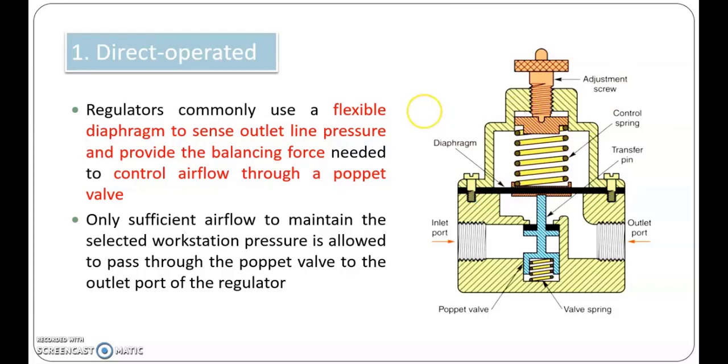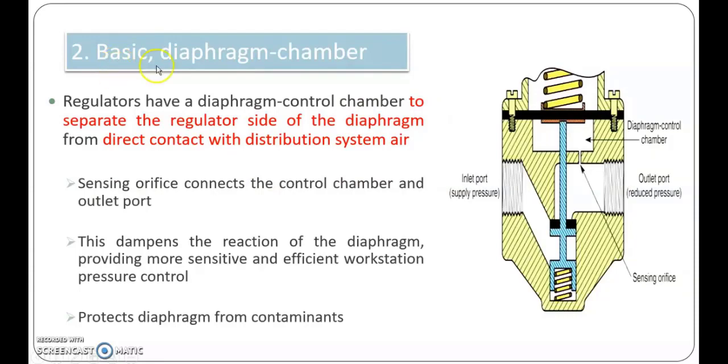Okay, next kita akan proceed dengan basic the diaphragm chamber. Okay, for this one, dia separate the regulator side of the diaphragm from the direct contact with the distribution system of the air. So this is the distribution. So dia ada separation kat sini. So this is the diaphragm control chamber. So dia hanya menggunakan the sensing orifice untuk bagi signal kepada diaphragm untuk control the poppet valve. So this design akan protect the diaphragm from the contaminants.